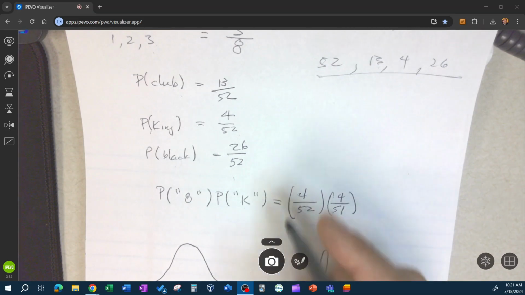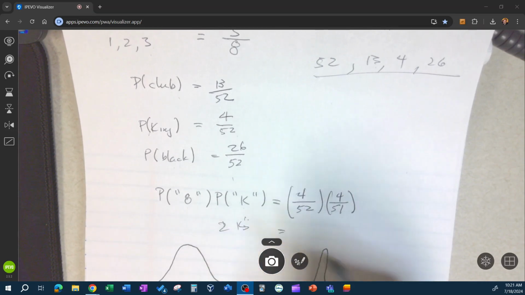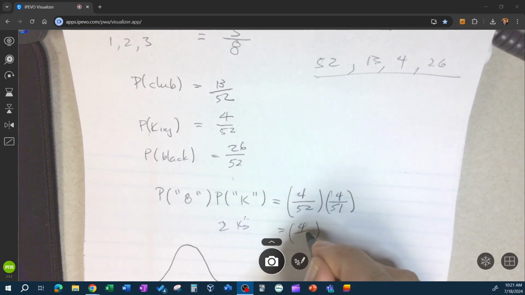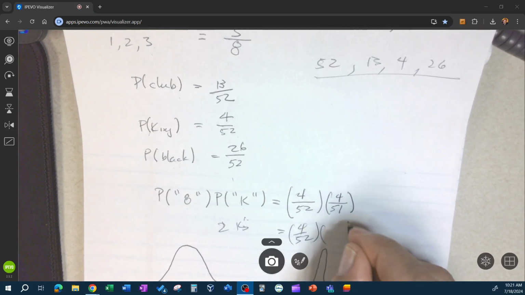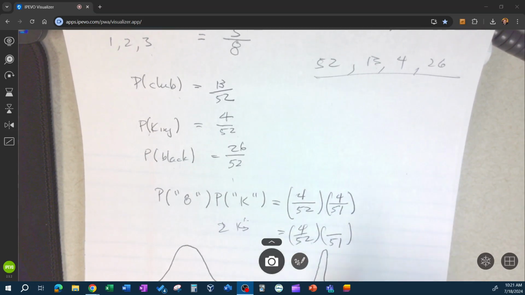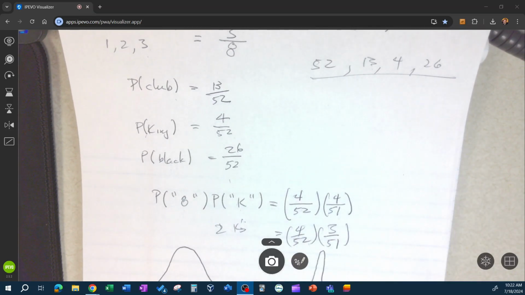All right, and let's just do this. What's the probability of picking 2 kings? All right, the first one would be, well, there's 4 kings out of 52. And the second one now, I would take 1 card out, not put it back, but I would now only have 3 kings left. Right? So that number would be 3.